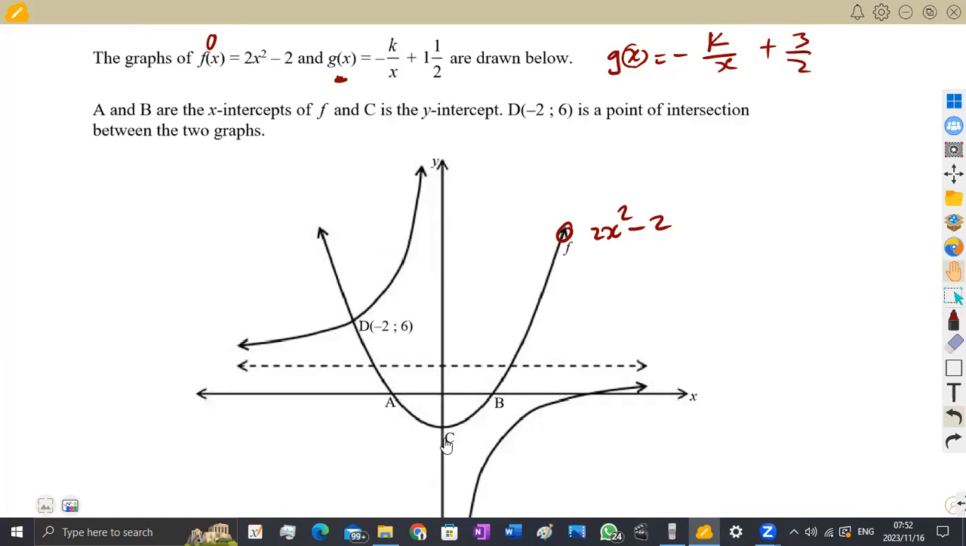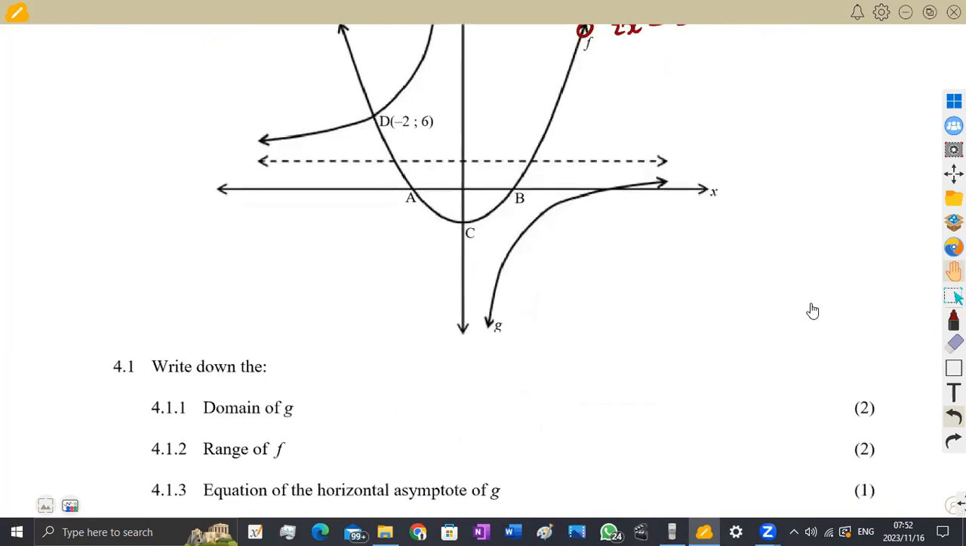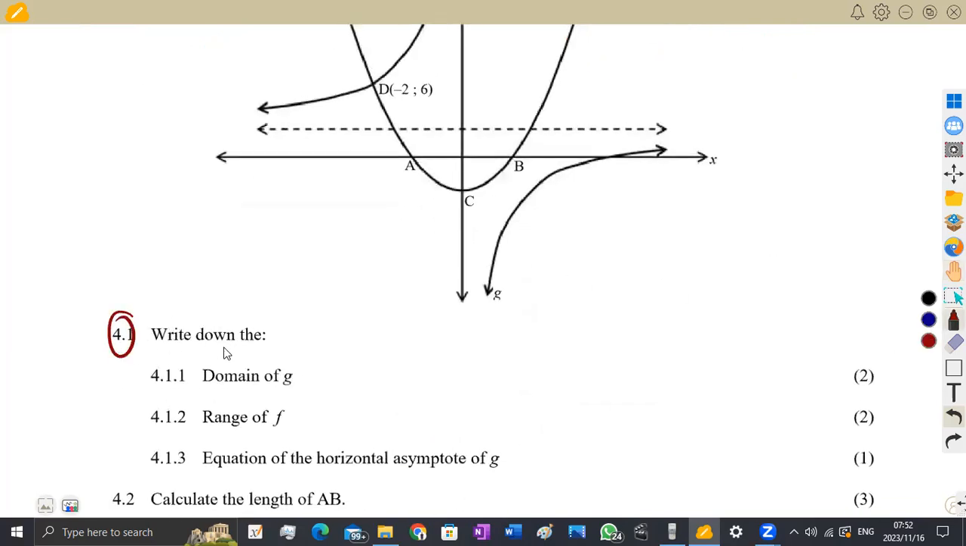But this type of graph, it happens at a point where it is along the line of symmetry, and it also becomes what we refer to as the turning point, which is the minimum value of f of x, which is equal to 2x squared minus 2. So the first question there was simply direct. 4.1.1, write down the domain of g in that case.